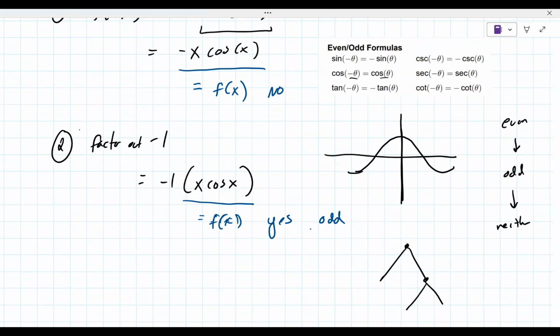So if you were to factor it out and it didn't equal the original equation, would it then be neither? Exactly. And in real life, most functions are neither. Just these functions in the classroom have some of this symmetry, but real life stuff is not as nice as they make it here.